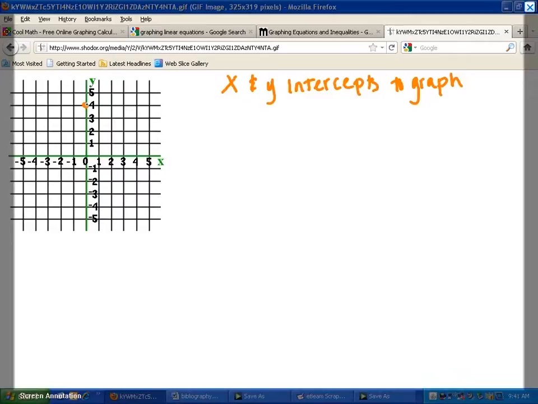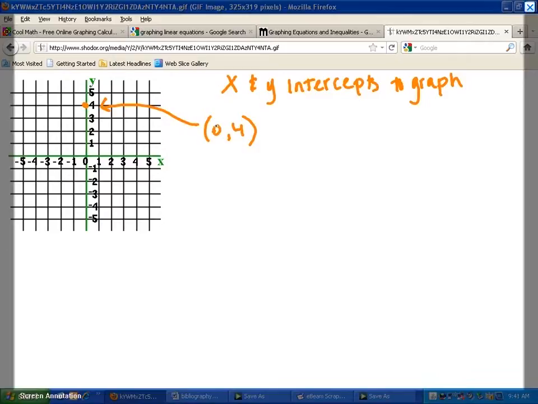If I had to write it as an ordered pair or a point, what would I write for that y-intercept? What's the ordered pair for that orange point I put on the graph? (0, 4.) It's (0, 4). This is the point (0, 4). Okay?